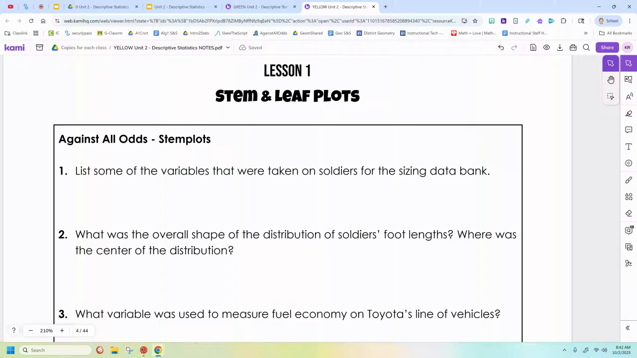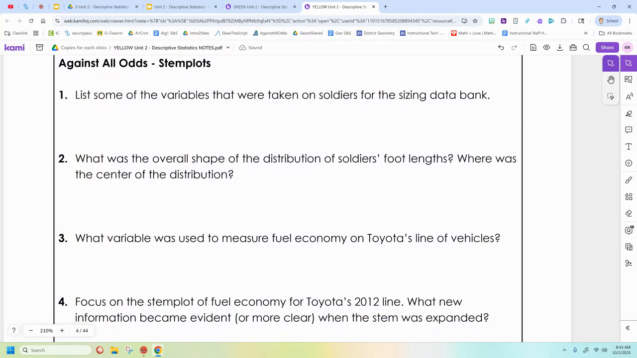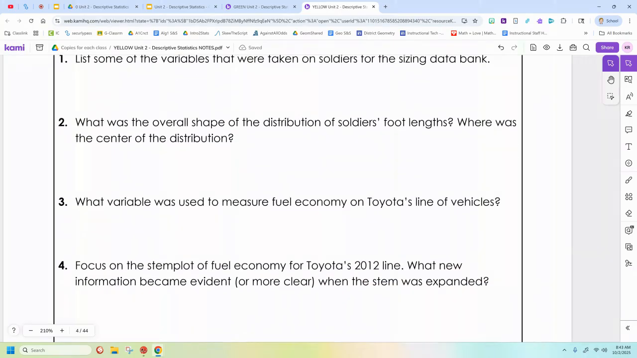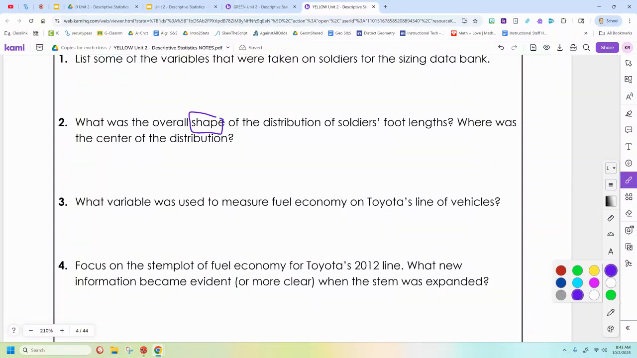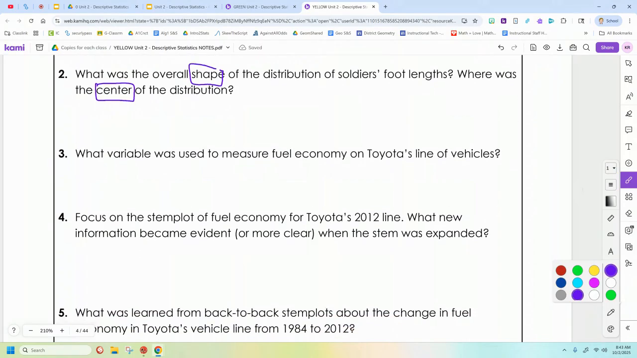So a couple things they're going to talk about. They're going to talk about variables that are taken on the soldiers. They're going to talk about the shapes of distribution. So that's a big idea when we're describing data. We talk about the shape of distribution. This one's about foot length. Center of distribution, so shape and center, those are 2 big ideas. Then they're going to change over to talking about Toyota and cars, and they're going to talk about fuel economy or miles per gallon. And then that's going to show another idea with stem plots.